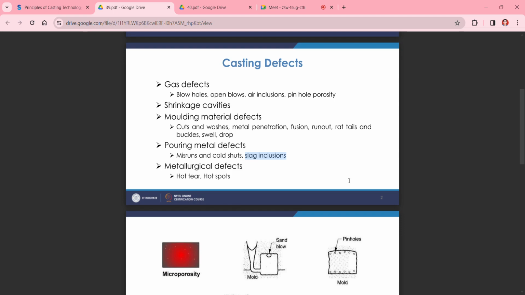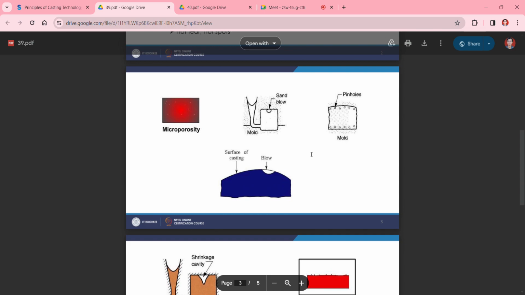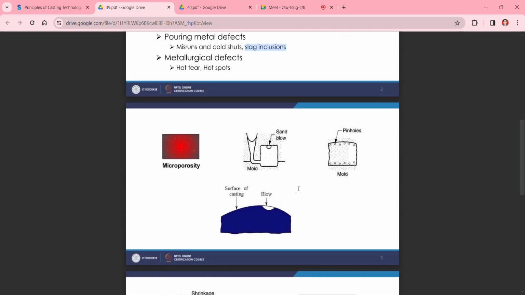Then coming to hot spots, these are also created due to metallurgical defects, or we can say improper heat transfer from the mold to the outside. Those hot spots get created. Then coming to some more metallurgical defects, there is micro porosity. This comes from gas inclusion or something like that.